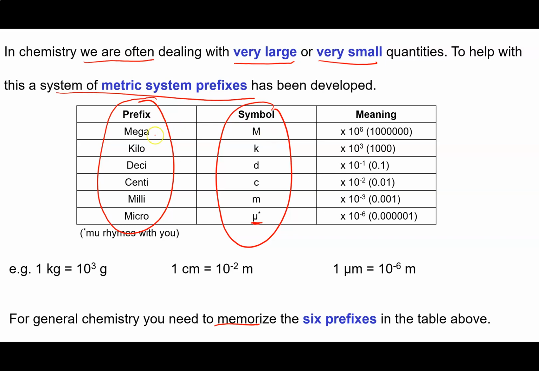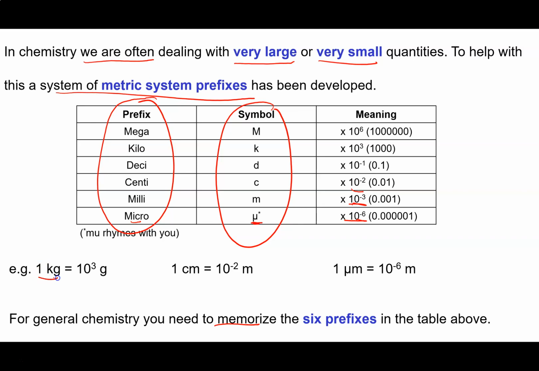So mega means multiply the number by 10 to the 6. Kilo means multiply the number by 10 to the 3. Deci means multiply the number by 10 to the minus 1. Centi means multiply the number by 10 to the minus 2. Milli means multiply the number by 10 to the minus 3. And micro means multiply by 10 to the minus 6.